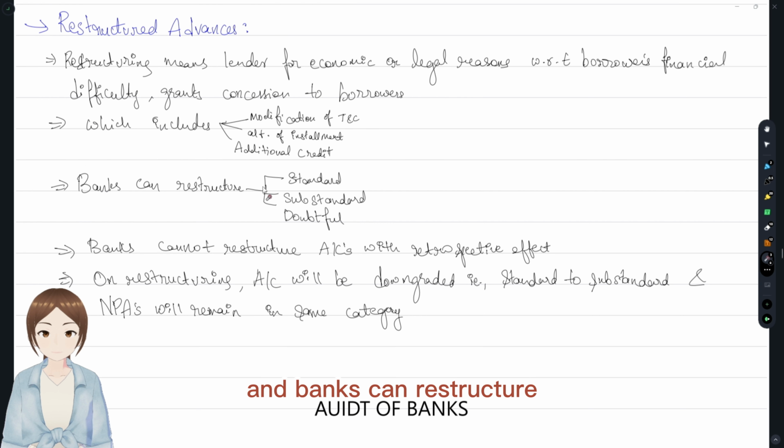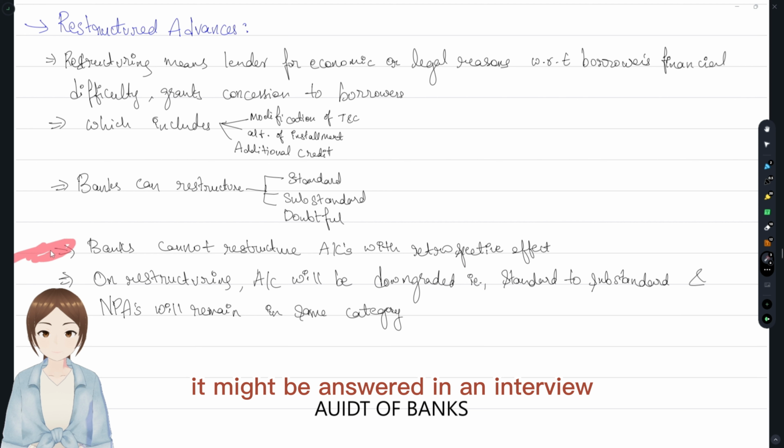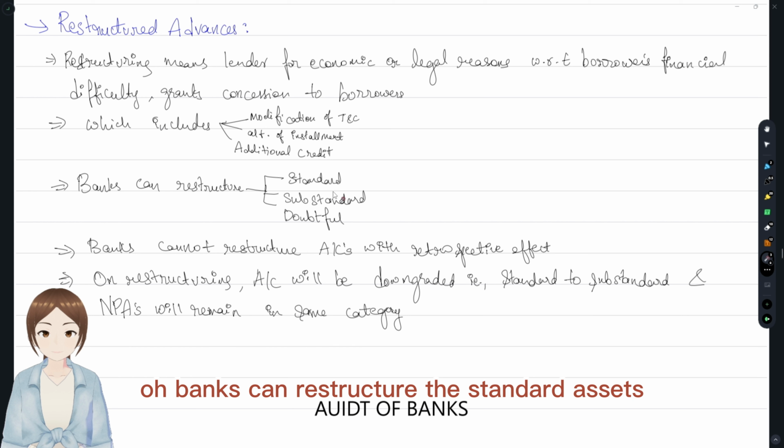And what all advances can banks restructure? It could restructure standard, substandard, doubtful, but it cannot restructure a loss asset. Banks cannot restructure accounts with retrospective effect, only prospective effect. It might be asked in an MCQ. Please make a note of it. On restructuring, the account will be downgraded, that is, standard to substandard, and NPAs will remain in the same category. Banks can restructure the standard assets.